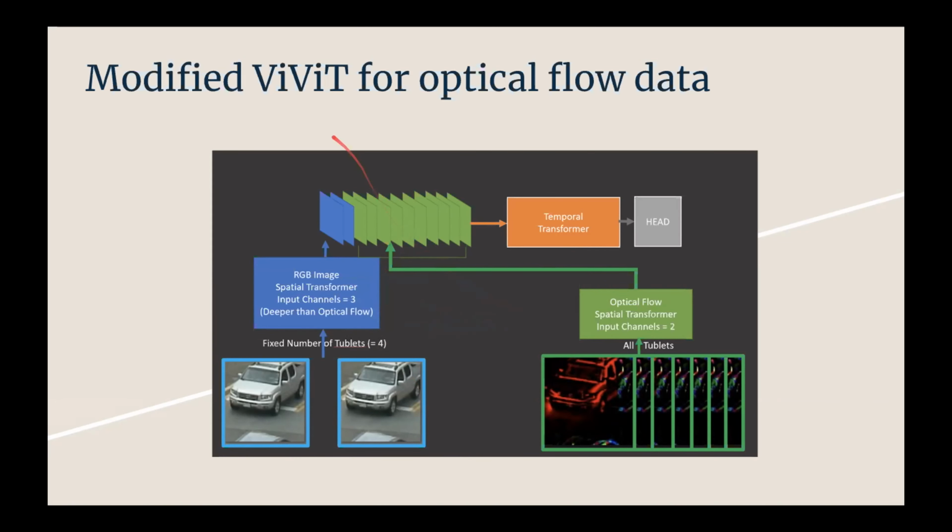This is a modified version of the original ViViT architecture for the optical flow dataset. We just have the original temporal transformer here, and this whole part resembles the spatial transformer in the original ViViT architecture, but we have split it into two parts. This one part of the spatial transformer takes tubelets from the optical flow instead of the original RGB videos, and here we have selected video clips from the original RGB sample.